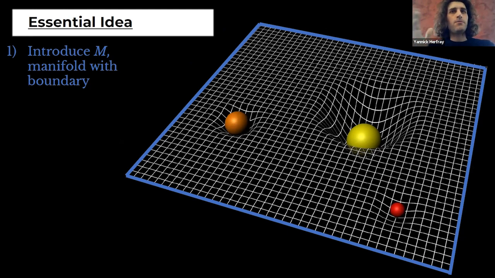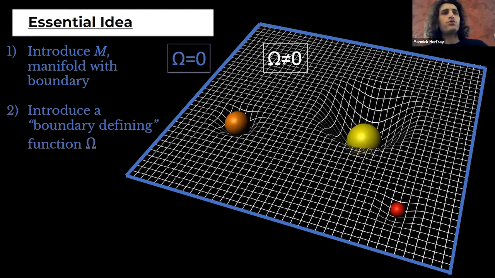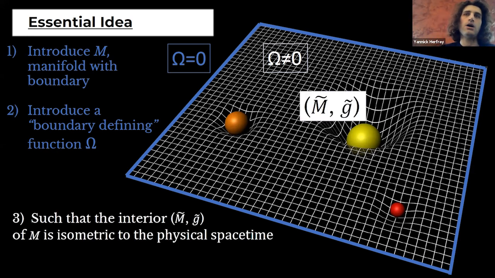So the idea, which goes back to Penrose, is to introduce a manifold with boundary. Now you really have a boundary, it's at finite distance, it's there, it's this blue line here. You introduce a boundary defining function, which is zero at the boundary and non-zero in the inside. So what you're doing is effectively adding a boundary at infinity. Whenever it's non-zero, it's going to be your physical space-time, and you're adding something on top of it.